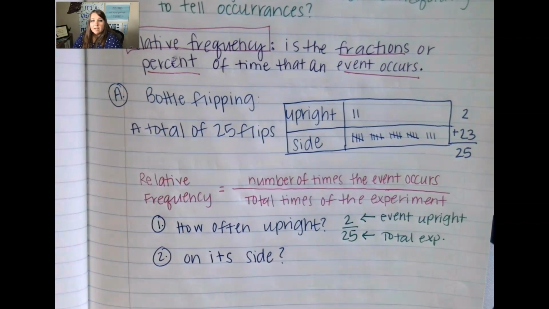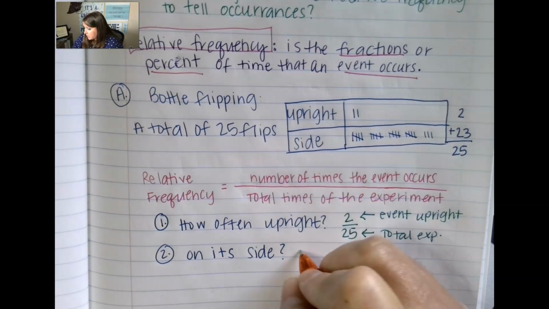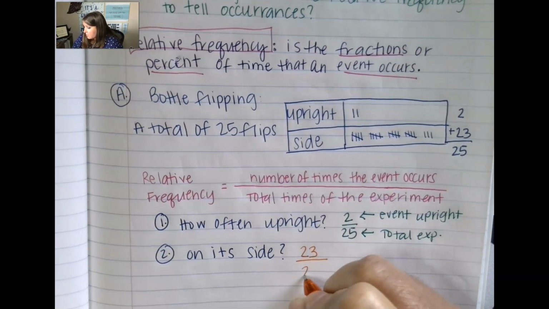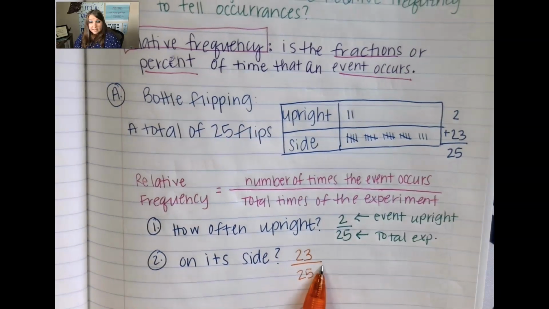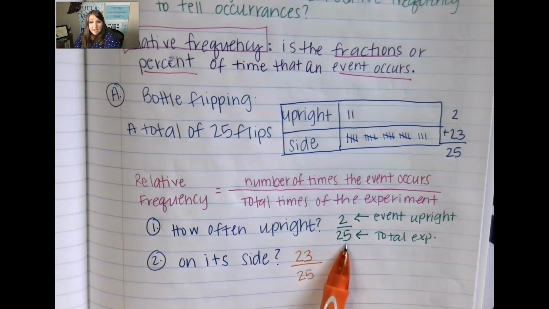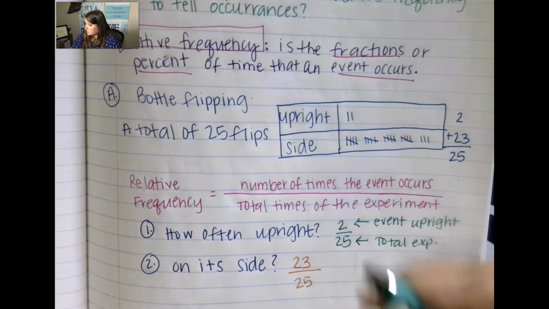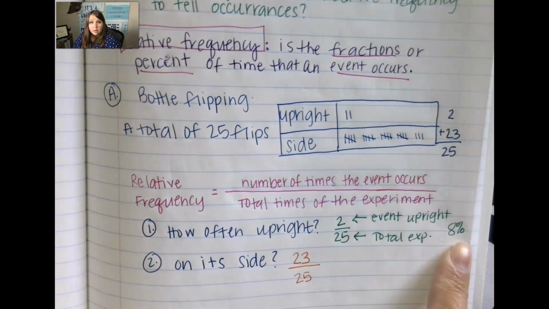So when we're looking at on its side, we had 5, 10, 15, 20, 23 tally marks for on its side out of 25. We could turn these into percentages by multiplying this to get to 100. Multiply it by 4. So if we were to multiply this by 4, this would give us 8 out of 100, or 8% of the time. So this one could be 8% because it can be a fraction or a percentage of the time.